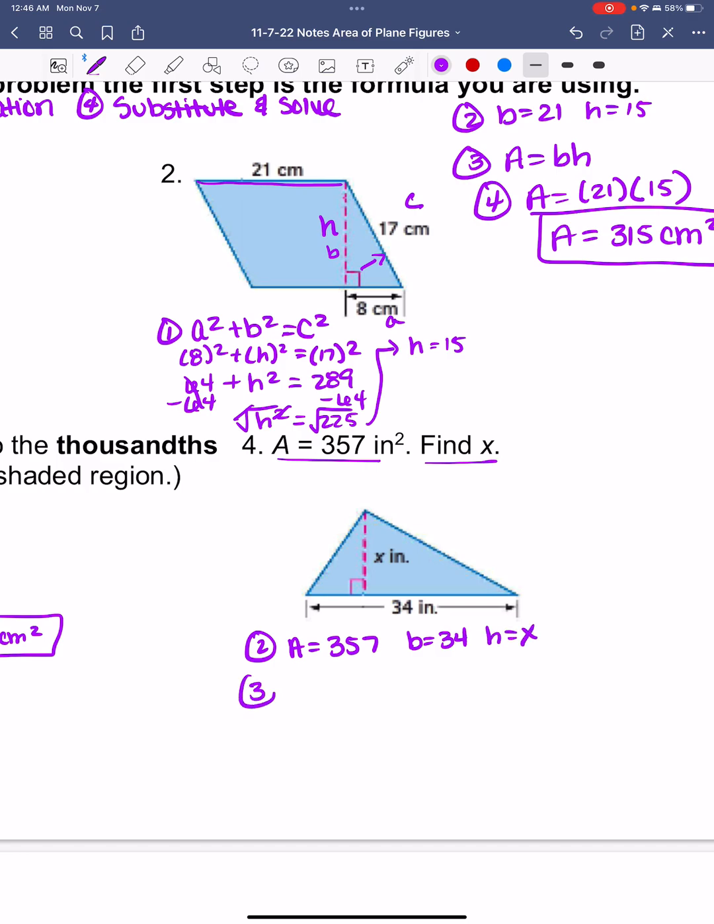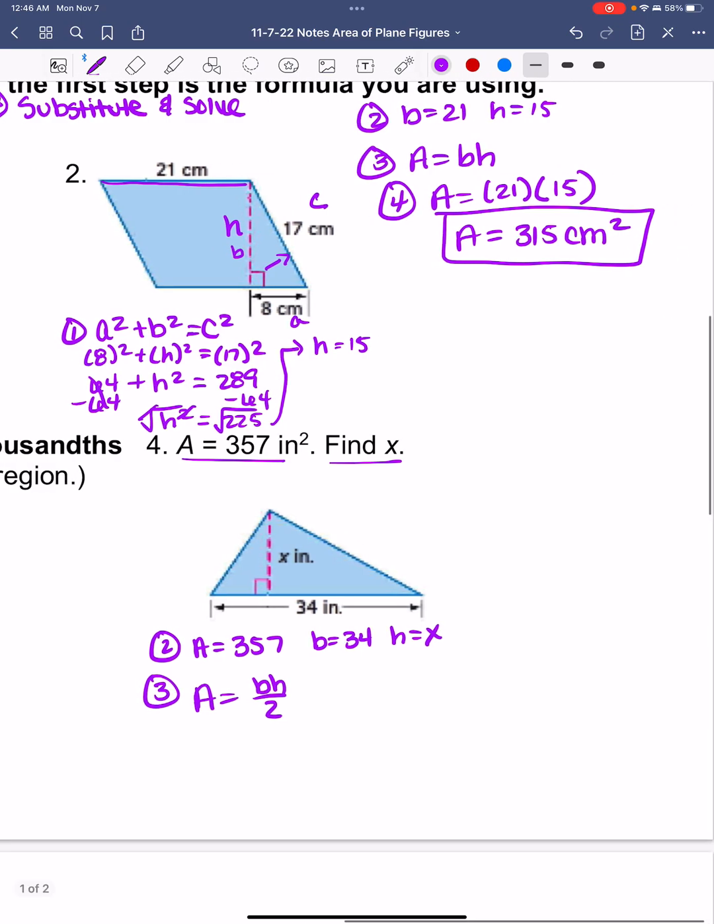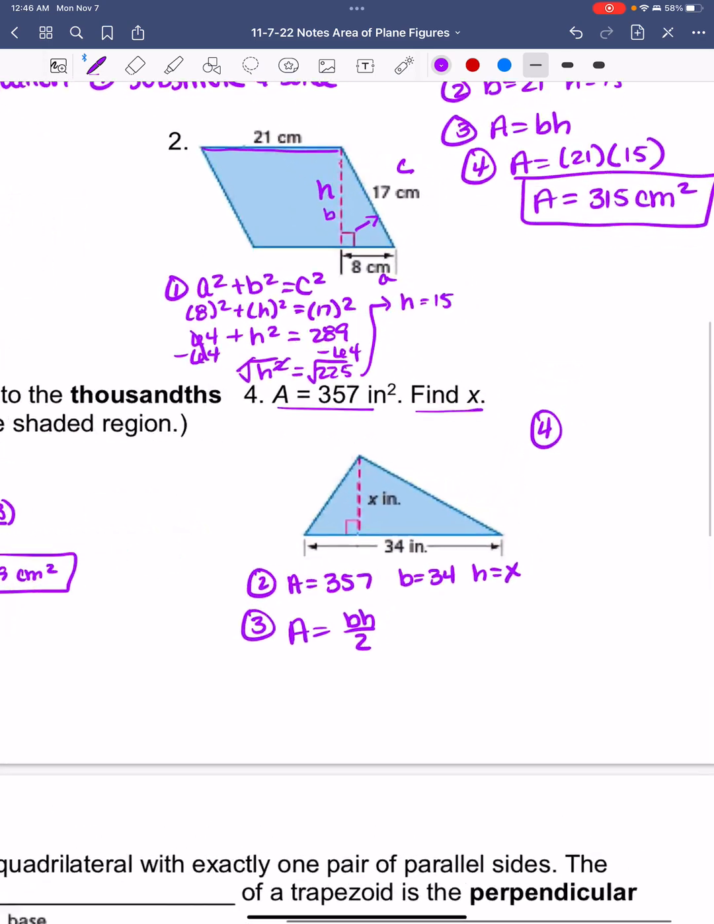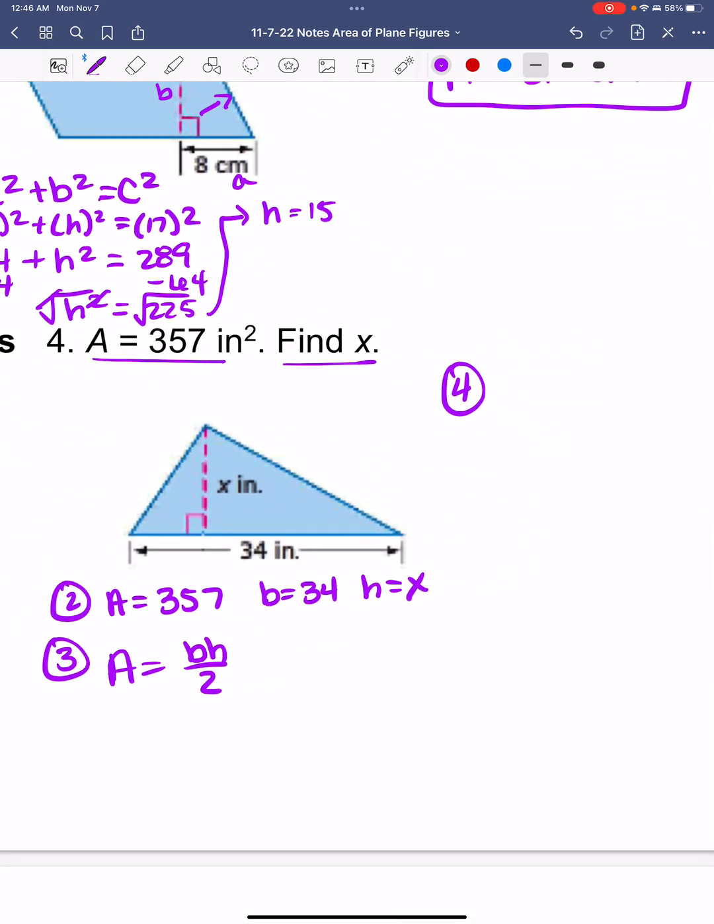We're going to go to step 3, which is write our equation. A is equal to base times height, all divided by 2. And step 4 is going to be substitute and solve. Excuse me, let me zoom back in. A is 357, which is equal to 34 times x, all divided by 2.